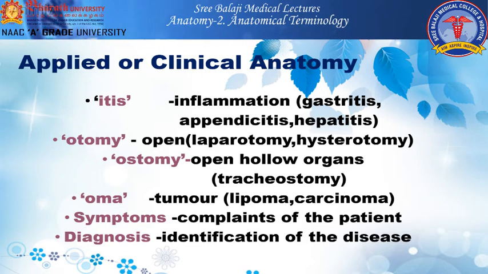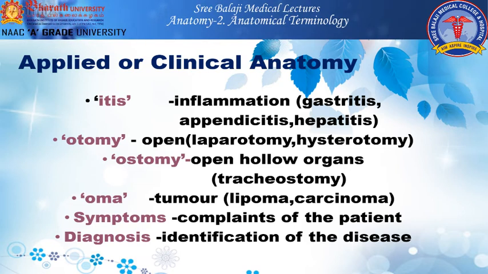Any growth in the body we call a tumor. Everybody knows what a tumor is. It is nothing but an abnormal growth in the body, at any place. The ending will be -oma. So for tumor we say lipoma, which is nothing but lipid accumulation, so it grows out. Then carcinoma, it is the cancer, what we call CA. It could be anywhere. And symptoms are nothing but the complaints of the patients.